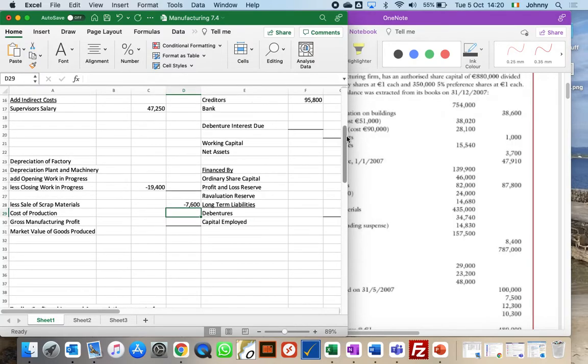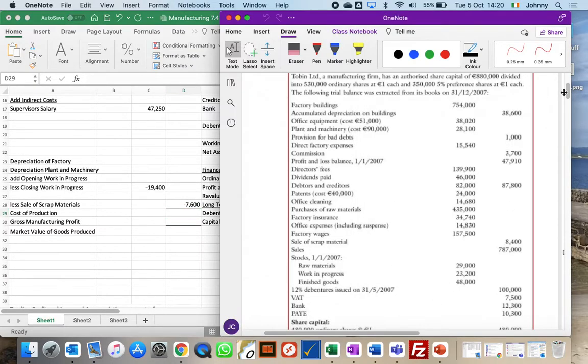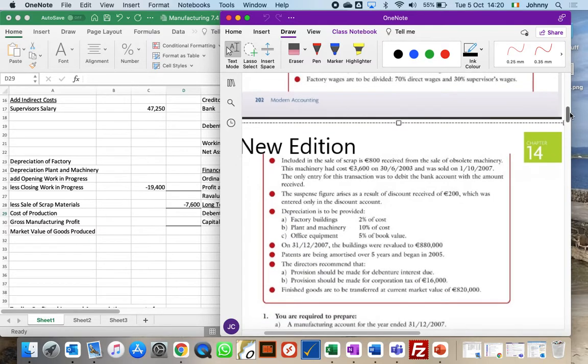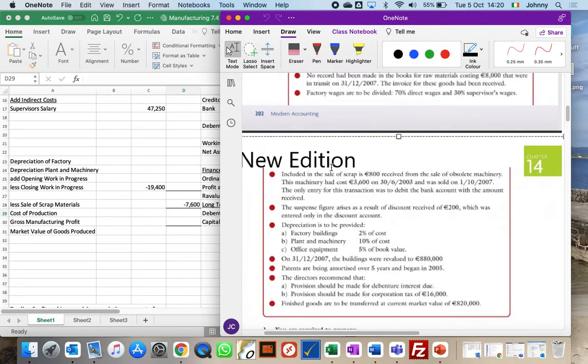Now we need to deal with the depreciation side of this. 800 received from sales of obsolete material. The machinery cost 3.6 and was sold. The only entry made. So I'm going to need to work out my disposal. I'll need to change the fixed assets and the provision for depreciation for the machinery. And I'll also need to work out, did I make a profit or loss when I sold it?